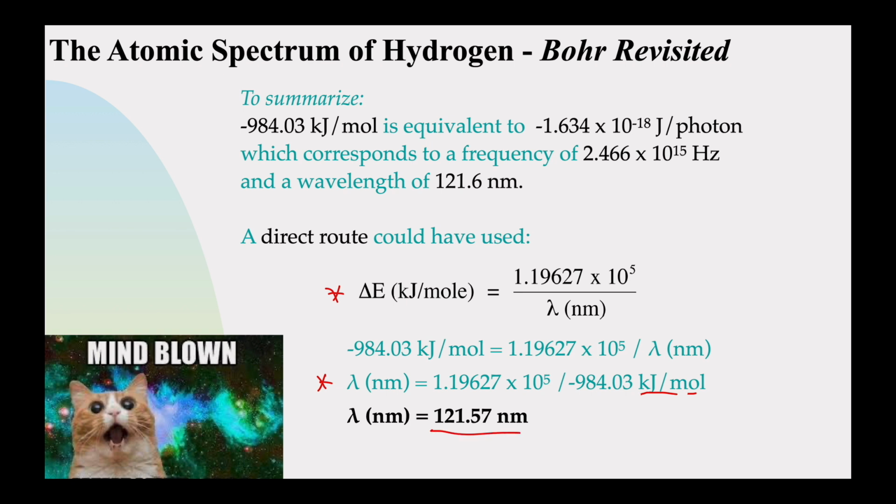You actually get better sig figs with this value because the constants used to find the 1.19627 times 10 to the 5th used better sig figs than the ones that we usually use, but it's the same thing. And sometimes this is a better way to do it. Sometimes it's better to do it the other way. You can choose which path you want to take, and both of them will come in handy in this particular lab.